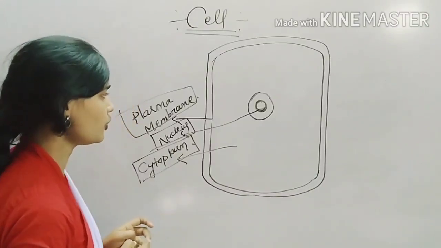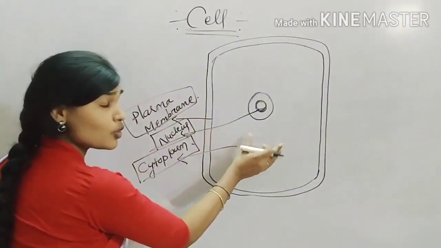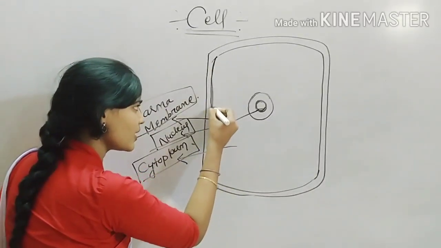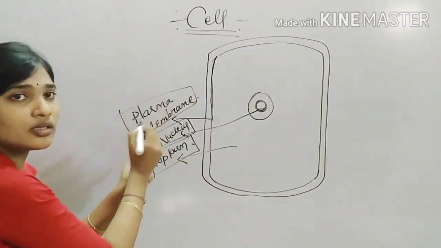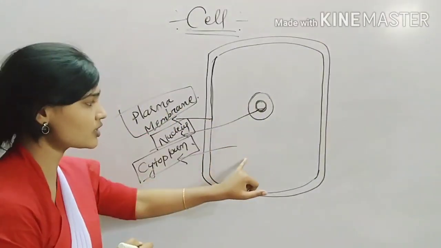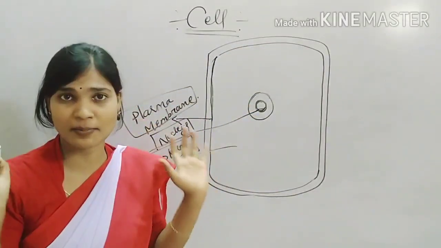After that, we know that the nucleus and the cytoplasm are enclosed with which membrane? What is this membrane called? This membrane is called the plasma membrane. So we can say that the nucleus and the cytoplasm are enclosed with a membrane called the plasma membrane.